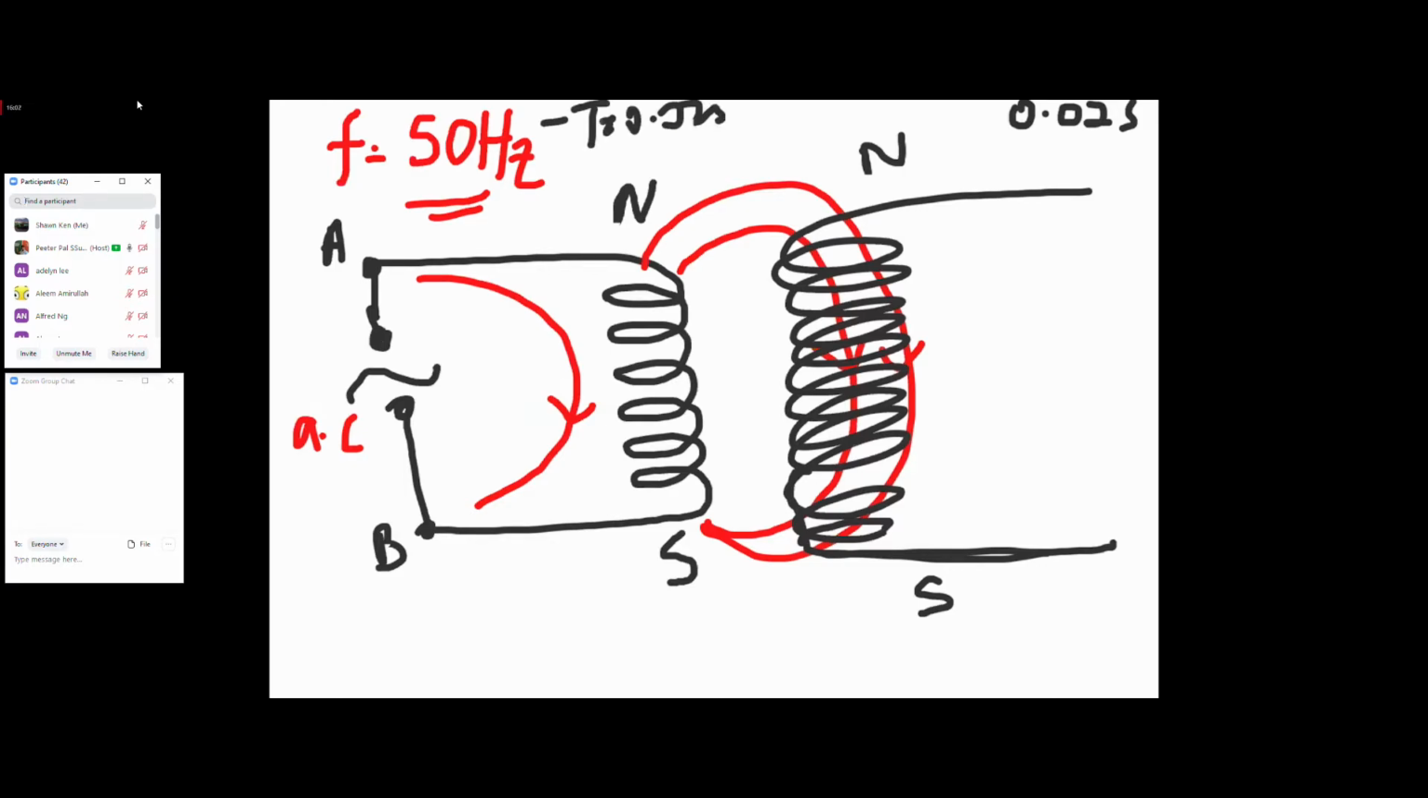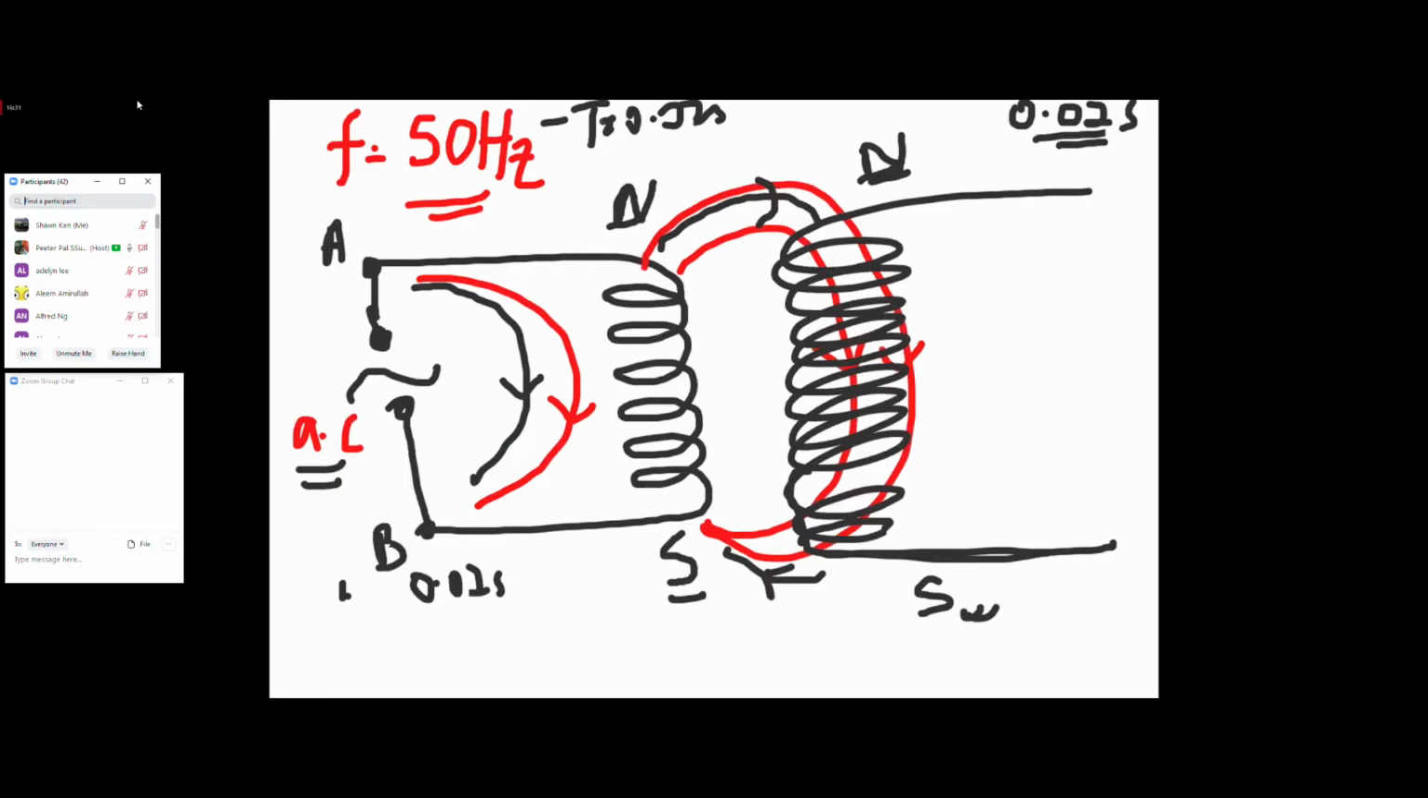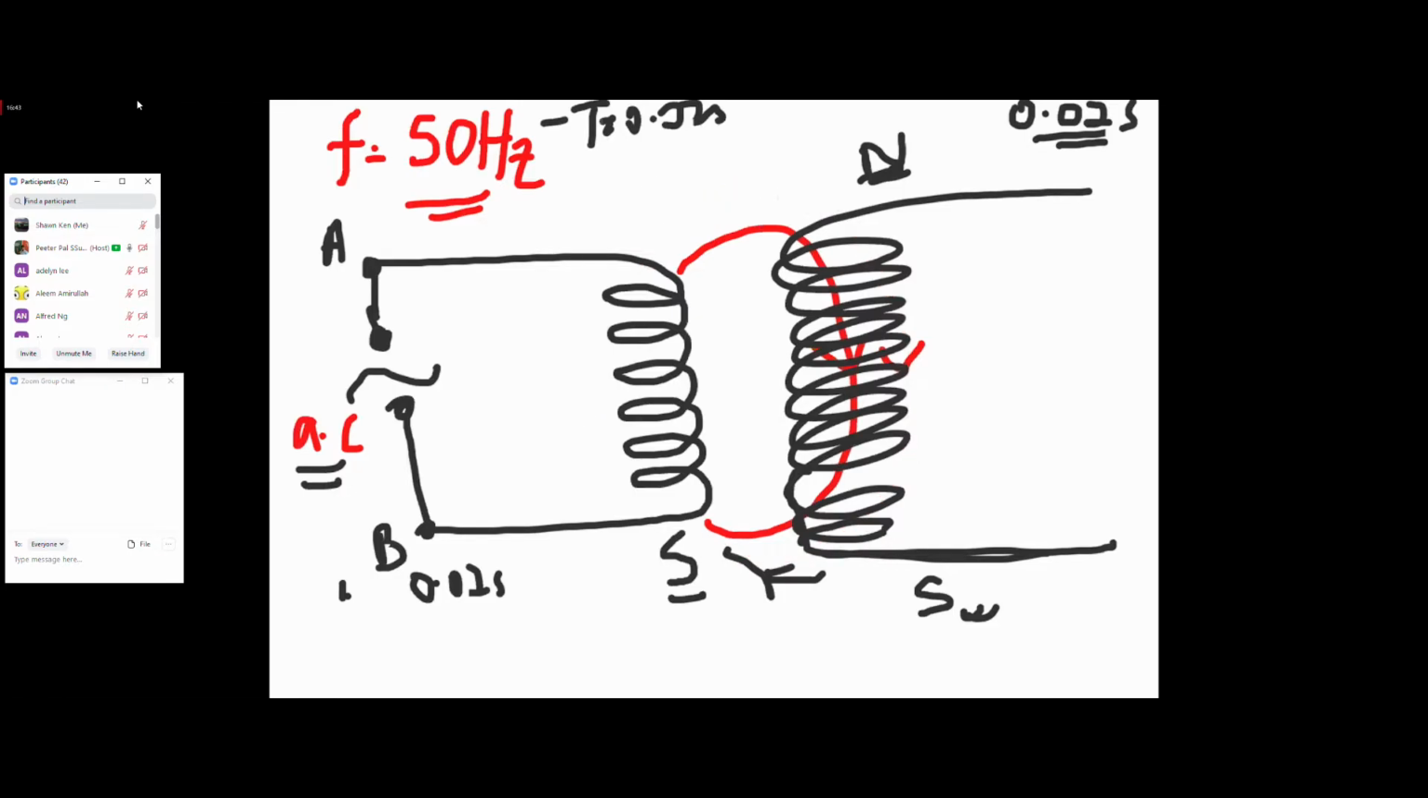I continue. I go through the whole thing again. First, number one, current flows from A to B, because this is AC current, in the first 0.02 second. If, for example, up is North Pole, down is South Pole, the electromagnetic field will cut the secondary coil, up north, down south, in 0.02 second. Next, current will change direction.